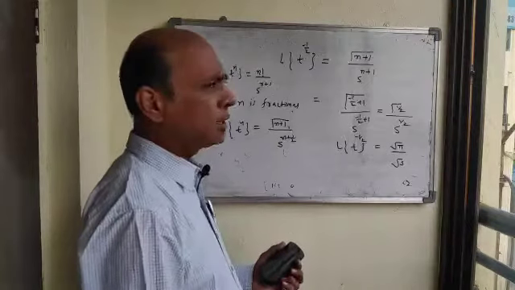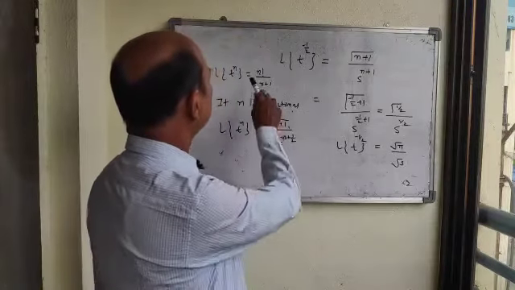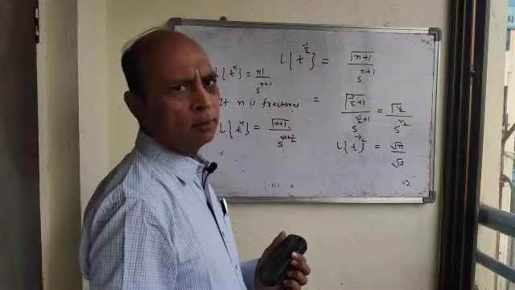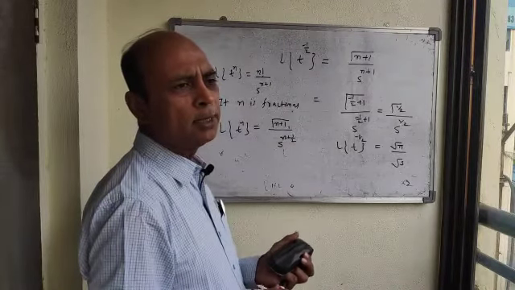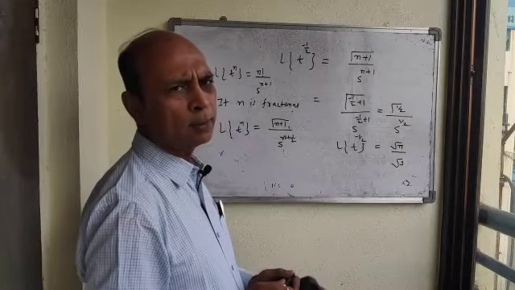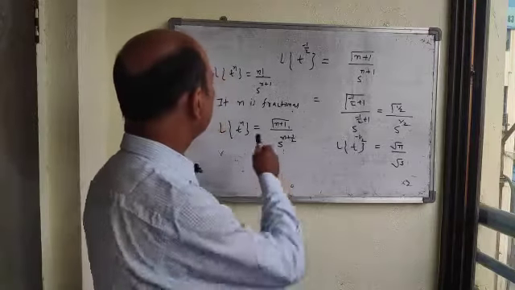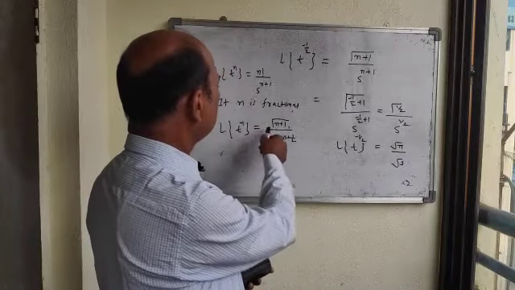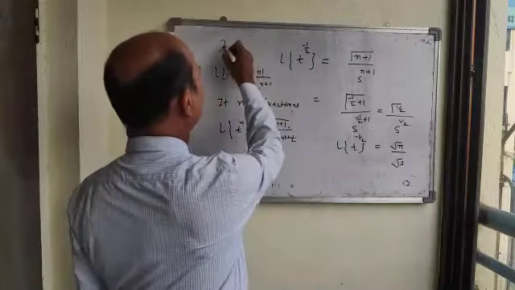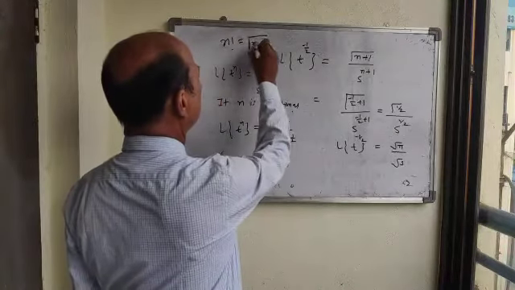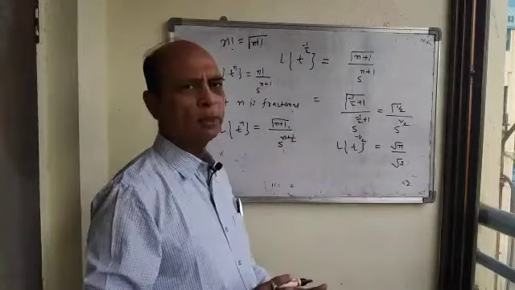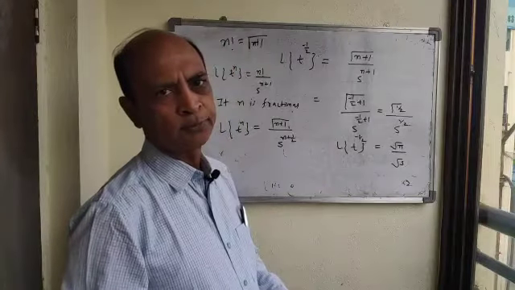We have seen one formula, that is L of t to the power n equals factorial n upon s to the power n plus 1. But it is applicable only when n is an integer. But what about when n is fractional, that is t to the power half, 3 by 2? Then we have to use this formula: L of t to the power n is equal to gamma of n plus 1 upon s to the power n plus 1, because in the first year we have seen factorial n is nothing but gamma of n plus 1.